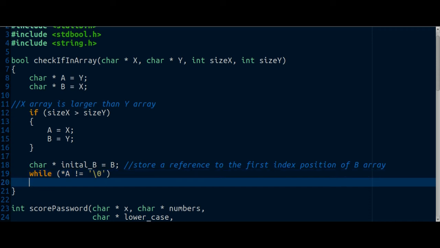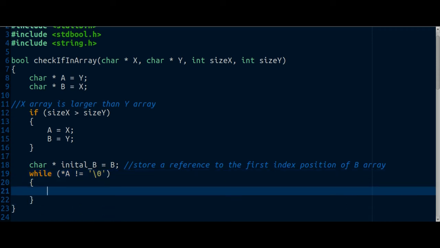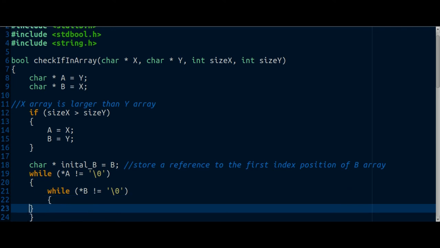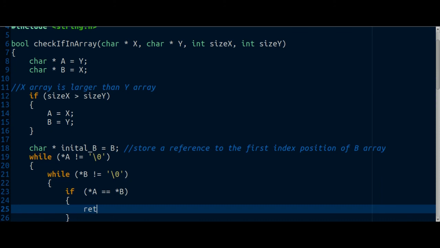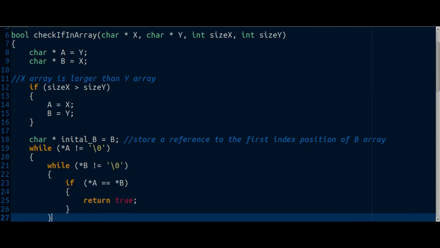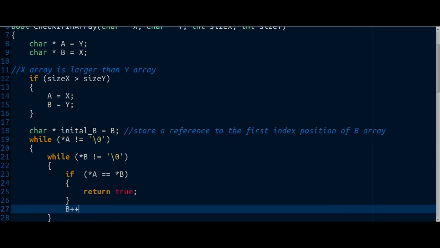char array's first element, and then if it's not a null character, I am going to say while B not equal to the null character, I'm going to loop through both of these character arrays, and if a particular element exists in both of these arrays, I'm going to return true. Otherwise I'm going to say B++.